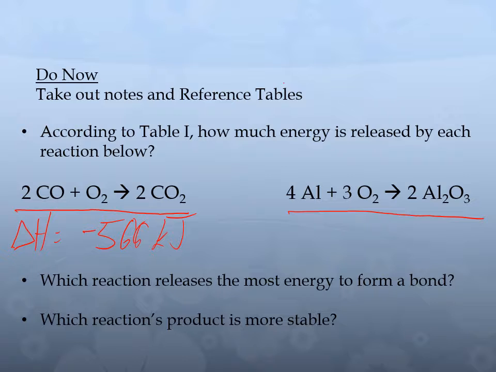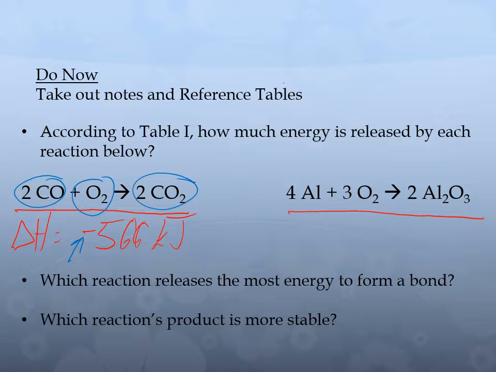So this means that 566 is the amount of energy released, and the negative sign here is because that amount of energy is being given off. Remember earlier in the year we saw this, when it's a negative energy change, like an exothermic reaction, that's just because you're releasing, giving off that much energy. So this is going to release 566 kilojoules of energy every time the 2 COs and the oxygen combine and make 2 molecules of CO2.